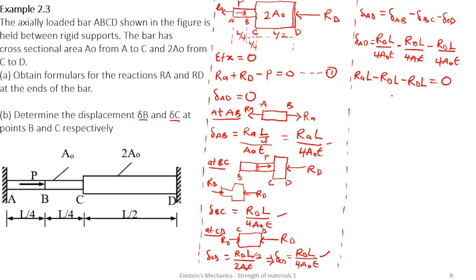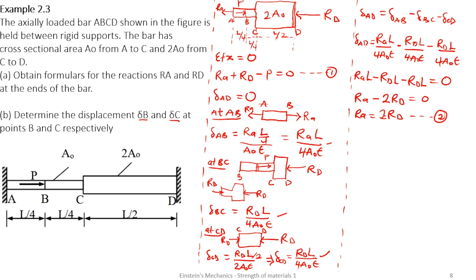I have a common length, so the length can also what? Cancel. I can divide both sides by L, and we're going to get reaction at A minus 2RD at D is equal to what? 0, meaning RA is equal to 2 times RD. I have my equation 2. Are we good?